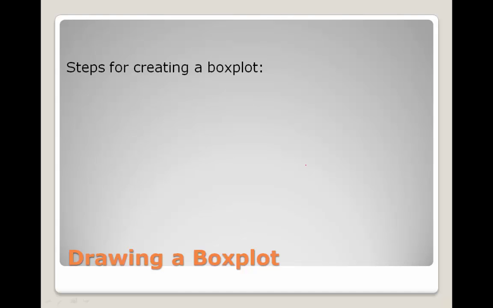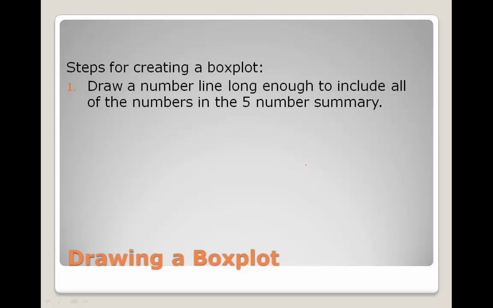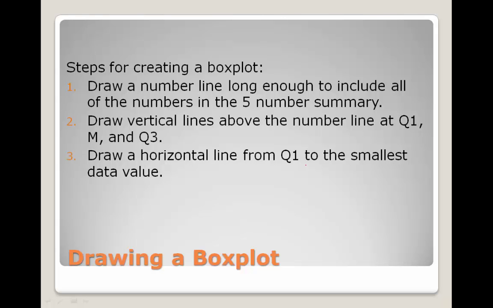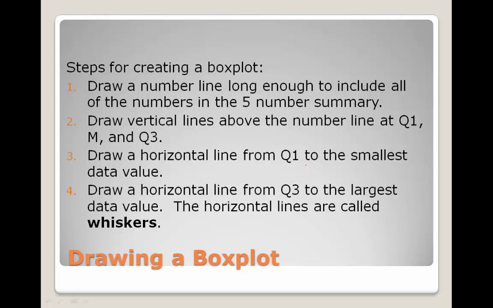Steps for creating a box plot. The first thing you do is draw a number line that's long enough to include all of the numbers in your 5-number summary. Then you're going to draw vertical lines above the number line at the first quartile, the median, and the third quartile. So you're essentially going to draw a rectangle that includes those values with the median in the middle. Then you're going to draw a horizontal line from the first quartile to the smallest data value, and from the third quartile to the largest data value. Those horizontal lines are called the whiskers.